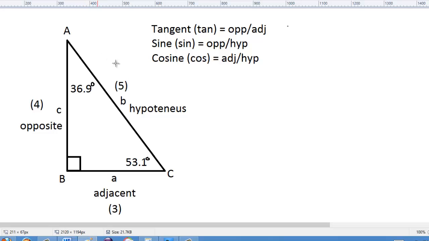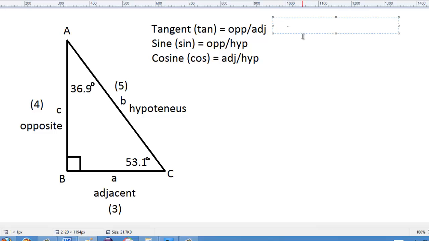Okay, along with these, there's actually a few other ones. There's 3 other ones which are basically the inverse of those. What those are: one called cotangent, often abbreviated as cot, or cotan sometimes. And that's equal to the adjacent over the opposite.